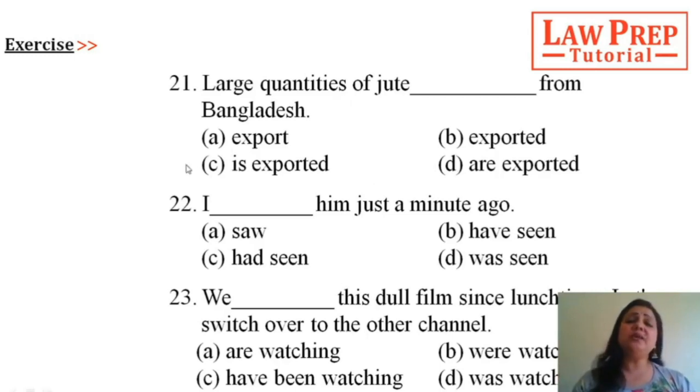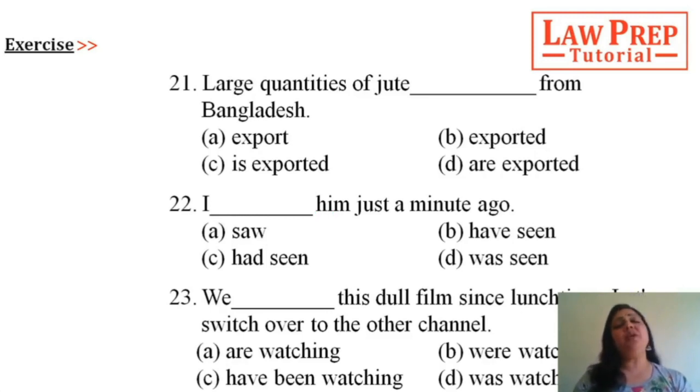So we would use a singular verb, that is, there's only one singular verb, if you can see this, that is exported, since it's a passive voice sentence. So the answer is C, is exported from Bangladesh. Question number 22. I saw him just a minute ago.